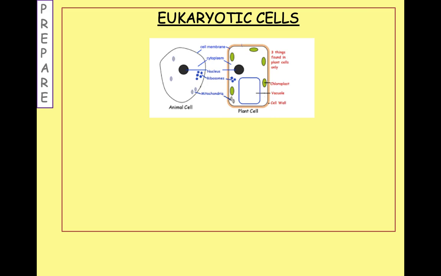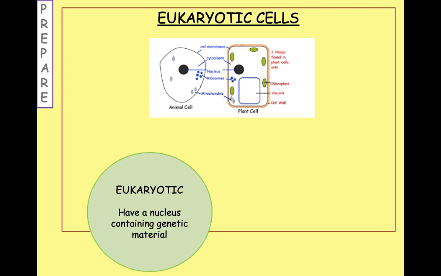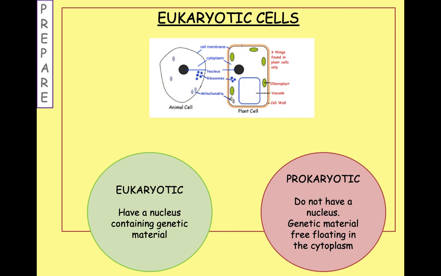Now, animal and plant cells are what we call eukaryotic cells. They have a nucleus within them containing all of their genetic information. So DNA is found within the nucleus of an animal cell and within the nucleus of a plant cell. It's a little bit of a different story for other cells like prokaryotic cells such as bacteria, who do not have a nucleus, and therefore their DNA, their genetic material, is just free floating around in the cytoplasm. And I'll remind you what the cytoplasm is in a moment.